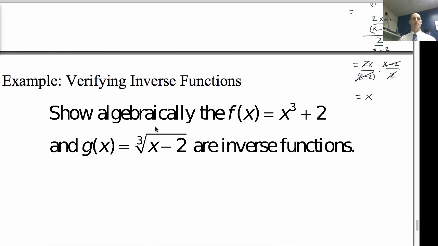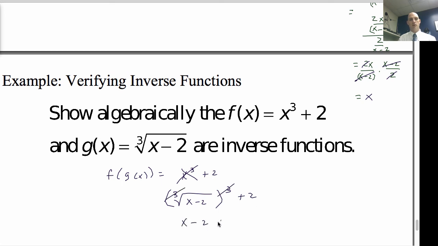Okay? Here's another one. Show algebraically that the function f of x equal to x cubed plus 2 and g of x, the cube root of x minus 2, are inverse functions. So here's what I'm going to do. I'm going to do f of g of x. So I'm going to put g of x into f of x. So x cubed plus 2. Instead of x cubed, I'm actually going to do the cube root of x minus 2, cubed, plus 2. Well, cubed and cube root cancel out, so I've got x minus 2 plus 2 equals x, so they work.